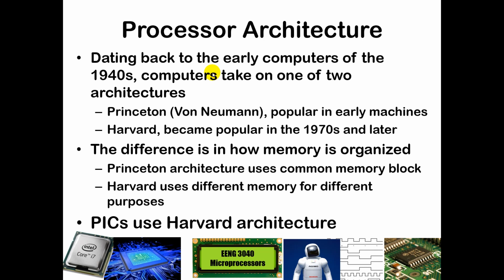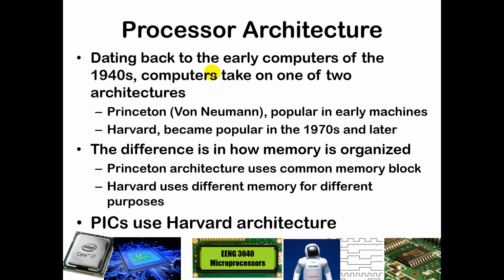And so what's the real difference? Well, with the Princeton architecture, that is the early architecture, all of your memory was in a common block. And so variable declarations, things that were stored for files, some data, all those kinds of things were all in one general purpose memory block. The Harvard architecture actually uses different memory for different purposes. So that is what we have in modern day computing systems.